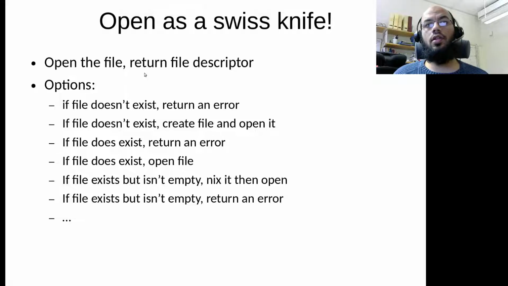And as we said, open, close, read, and write are Swiss knives. Open returns just a file descriptor, and what it does is very dependent on which context we are talking about. If I ask you what open does in a very general context, besides making a file descriptor, you cannot really say anything. Because, for example, if the file does not exist, you can return an error. If the file does not exist, you can create the file and open it, with the same open command. If the file does exist, you can return an error. If the file does exist, you can open it. If the file exists but is not empty, nix it, then open. If the file exists but is not empty, return an error.